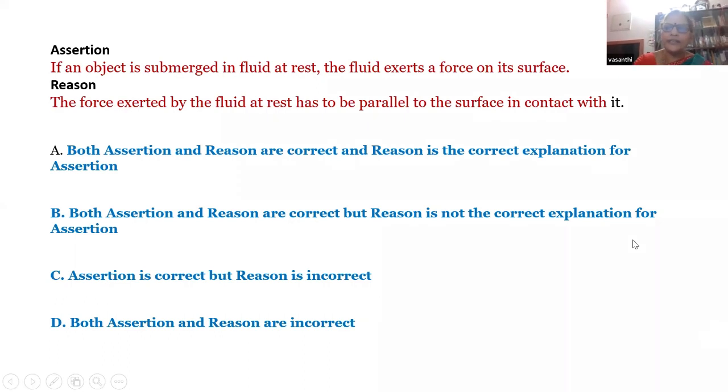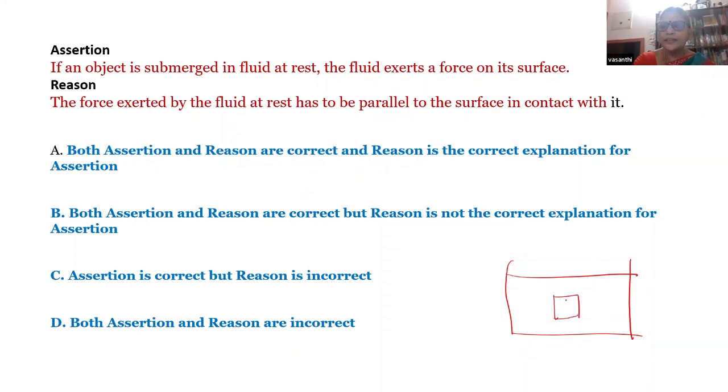Okay. Now the liquid is at rest, in a container, and an object is here. So the force exerted by the liquid should be normal. It should be like this, like this, like this. It cannot be any other angle. If the force is inclined like this, then it will have a component. The condition is that the liquid is at rest. It is not moving. It is in equilibrium.